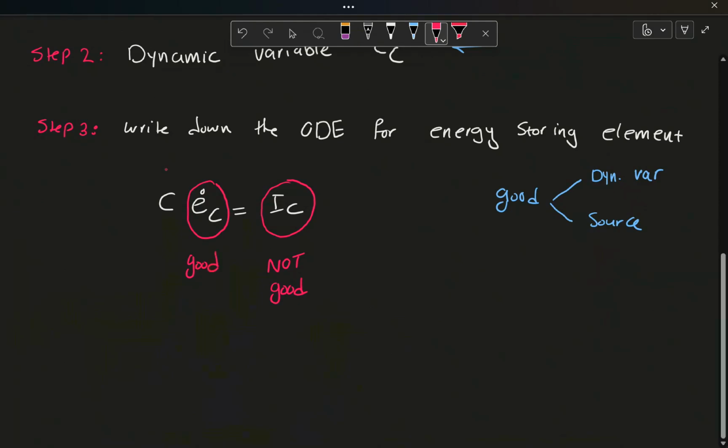And you guys know that C in this system is the capacitance. It's a constant number. And since it's a parameter, we don't care about it. So C is neither good nor bad. It's a constant number.